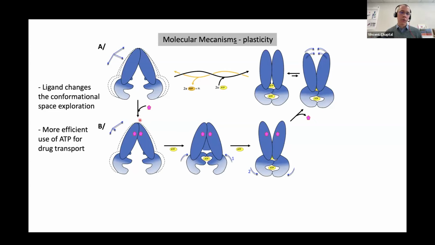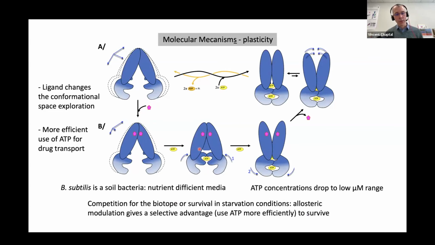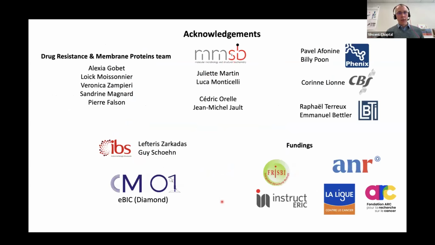So that's how the drug helps for a more efficient use of ATP at low ATP concentrations. This is really relevant because, as I was saying, the soil is very deficient in ATP. So this mechanism is really going to give a selective advantage to the bacteria. These are conditions where ATP cannot be wasted. It's very precious. So the drug helps the transporter to use ATP more efficiently to transport the drug and protect the bacteria. So with that, I'm going to stop.